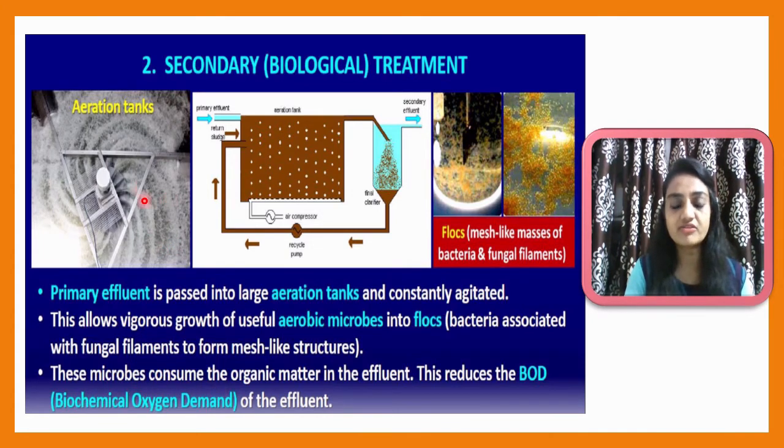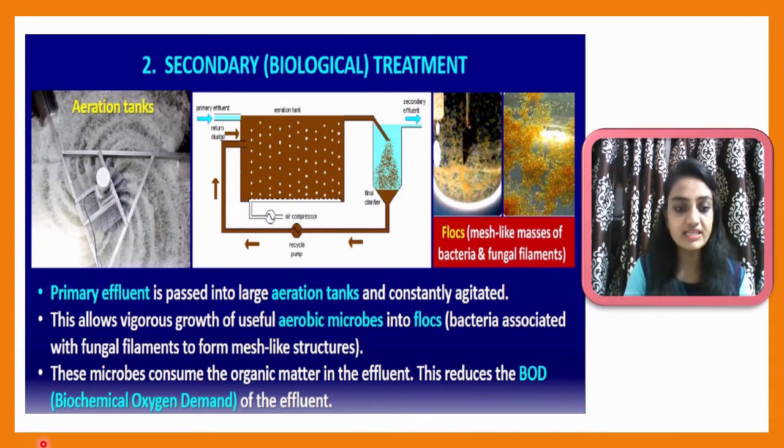Here you can understand sewage water, which contains a high amount of pollutant in the form of organic matter. So what happens here is that, with the growth of aerobic microbes, these aerobic microbes will utilize the organic matter and convert it into inorganic form. As it converts to inorganic, it will minimize the pollution. So these microbes consume the organic matter from the effluent, converting it into inorganic form, and this way it reduces the BOD.